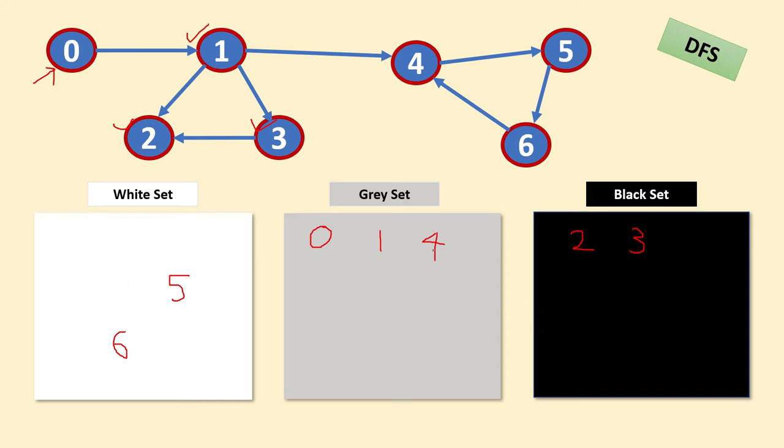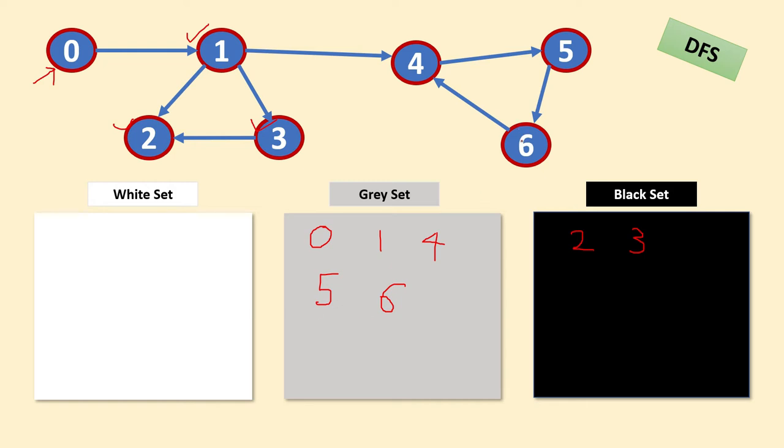So from 4, where can we go? We can go to 5. So 5 will be marked as visited and will move to the gray set, and we will remove 5 from here. And the same way, from 5 we can go to 6. So 6 will be moved to the gray set and we will remove 6 from the white set.